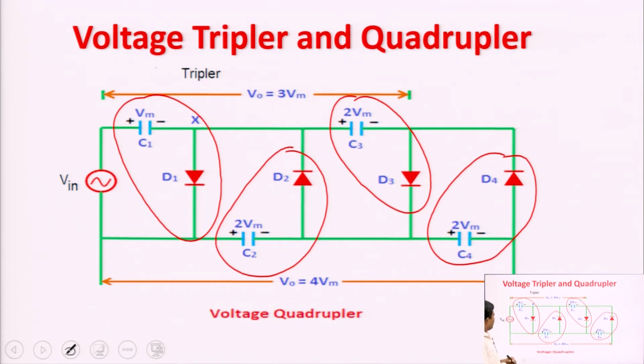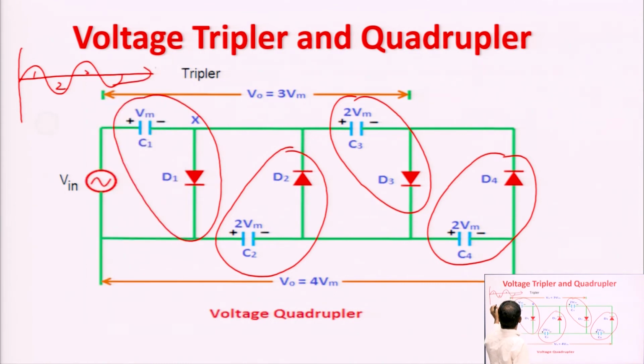Suppose we are taking the input voltage here and the input voltage is like this. This is the sinusoidal input voltage. Suppose this is half cycle number 1, half cycle number 2, half cycle number 3 and half cycle number 4. Here the peak value is Vm. Now, you can see that half cycles 1 and 3 are the positive half cycles. On the other hand, half cycles 2 and 4 are the negative half cycles.